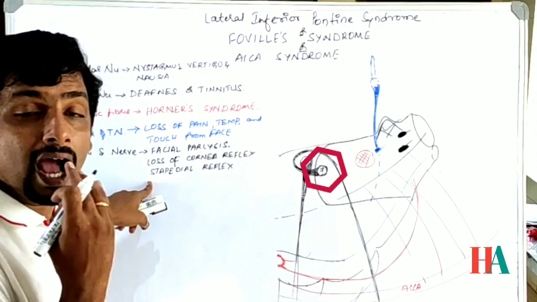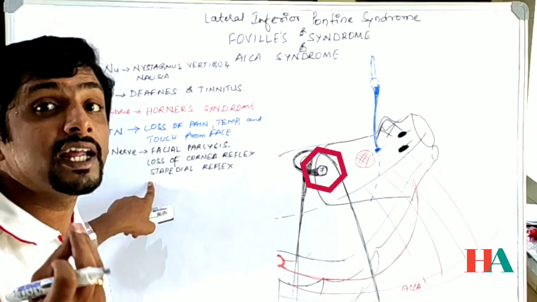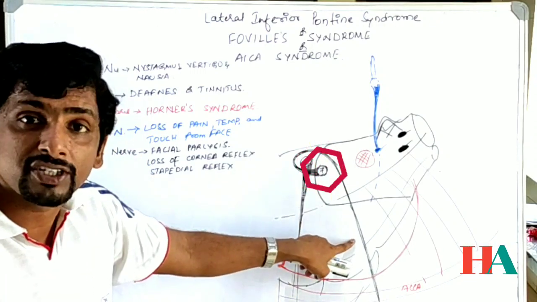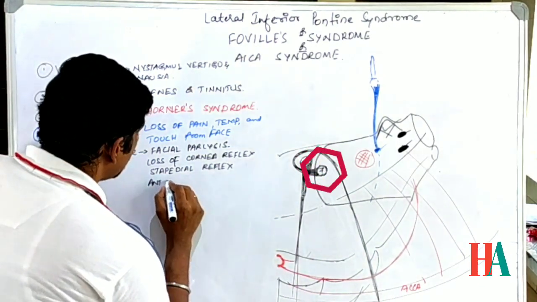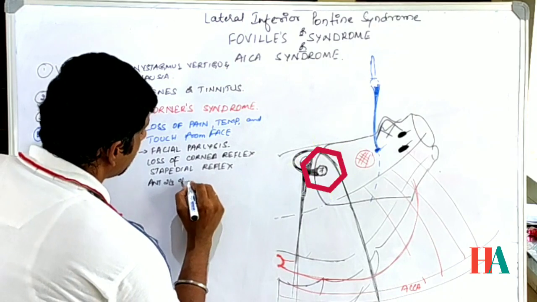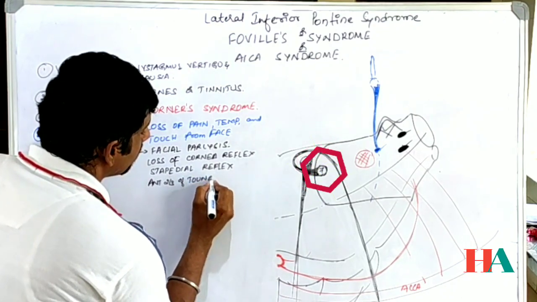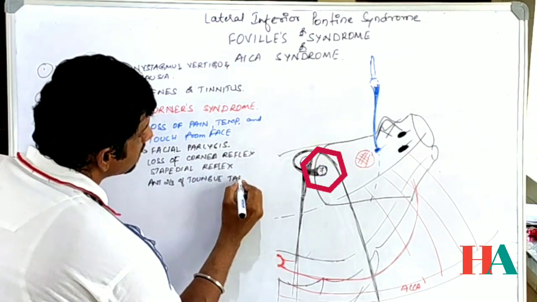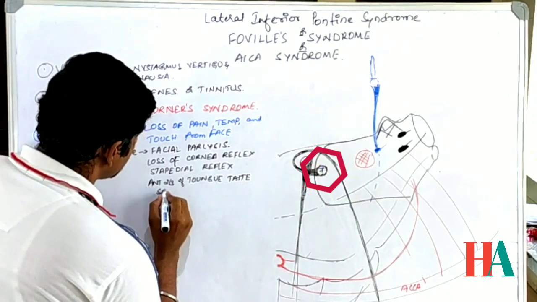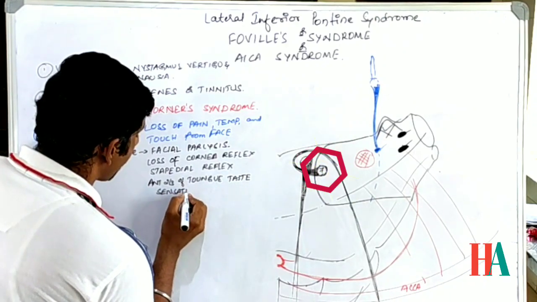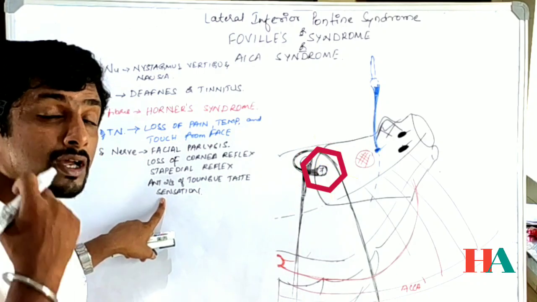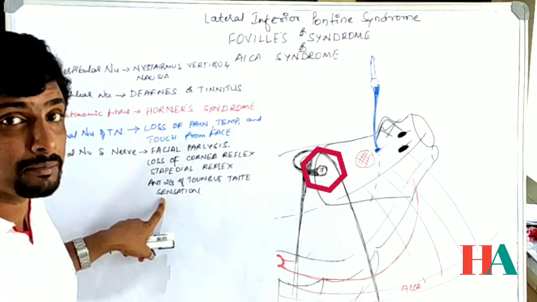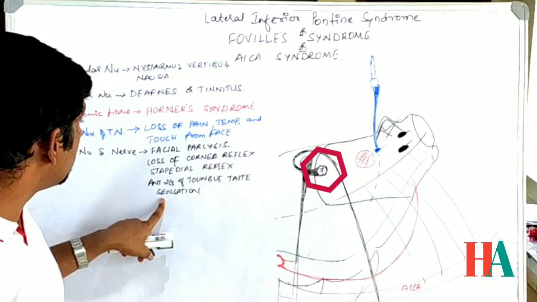And also we know that the anterior 2/3 of the tongue, the taste sensation, which is carried by the facial nerve, is also lost. So the anterior 2/3 part of the tongue's taste sensation will be lost, but the posterior will be intact because the glossopharyngeal nerve is not involved here.